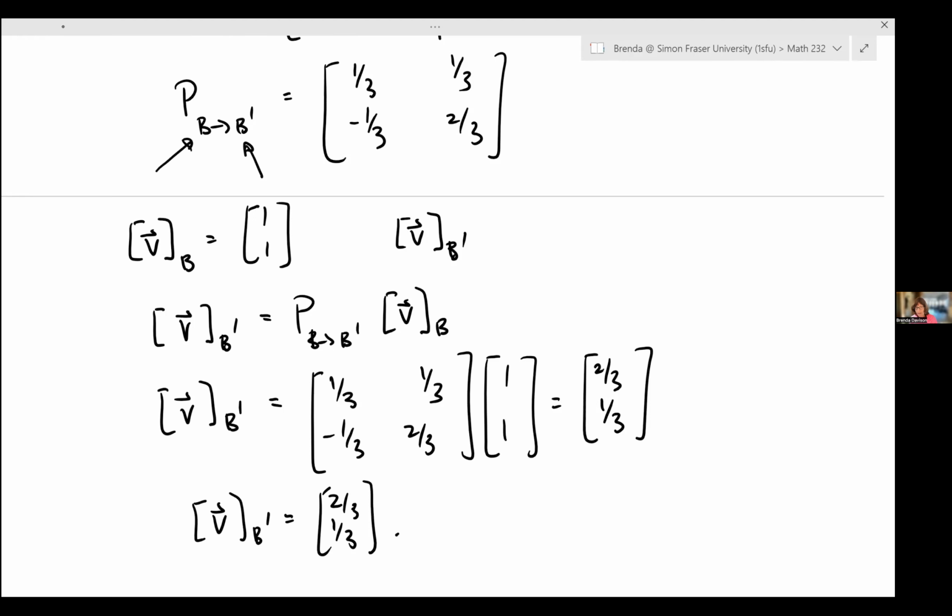So we have a clear algorithmic procedure to develop a matrix that allows us to find the coordinates of a vector where we know the coordinates in one basis and then immediately find the coordinates with respect to another basis. And that is all for section 4.4.